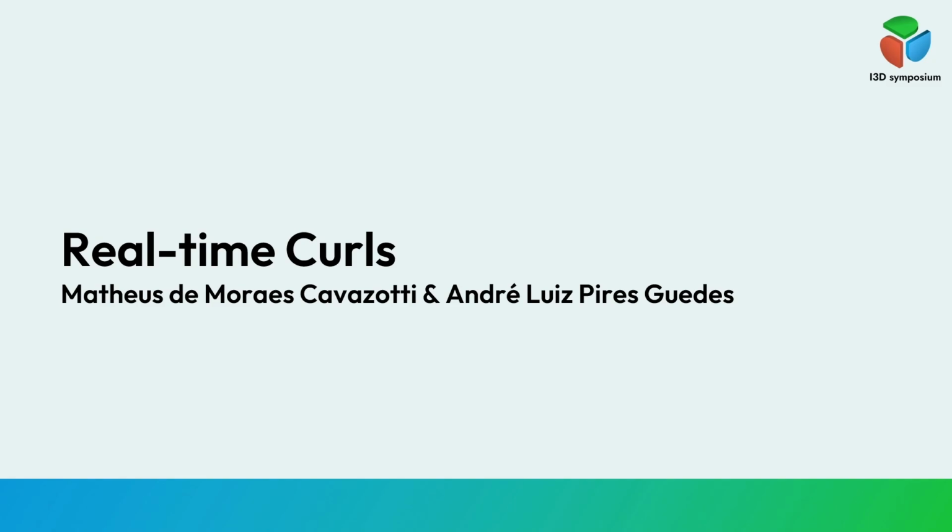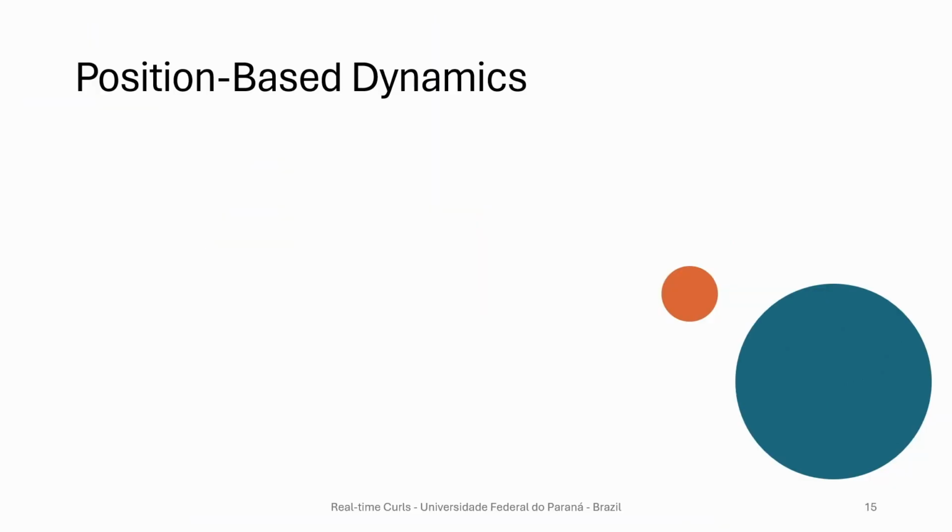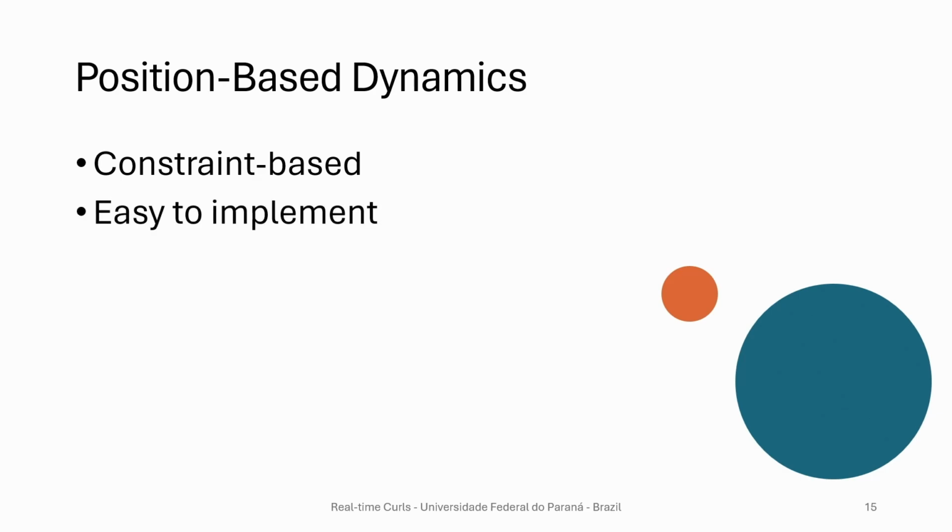Okay, so during my master's degree studies, I've been looking for real-time methods to simulate hair, and I came across some techniques that use position-based dynamics. So what is it about? It's a constraint-based framework to do simulations mainly on particles, but it can also be extended to other types of simulations. And it's very easy to implement and very flexible.